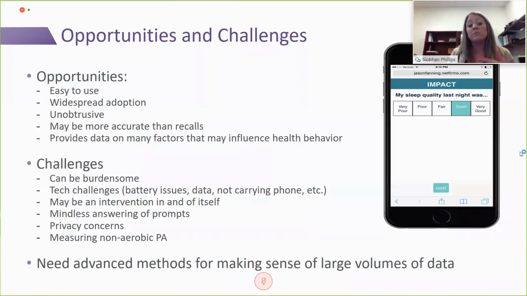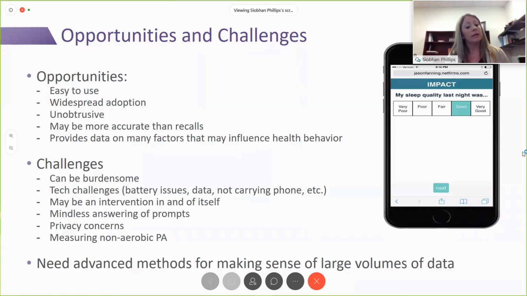There's widespread adoption of technology, so we could potentially look at these relationships in various groups of individuals. It was relatively unobtrusive, except for us prompting them 4 times a day. That part was not unobtrusive, but it only took them about 2 minutes to actually answer the prompts. These data, at least these daily level, in-the-moment data, may be more accurate than recalls. We were able to collect a lot of information to help us better understand what may be influencing physical activity during chemotherapy. And this could be applied to many other contexts and settings.